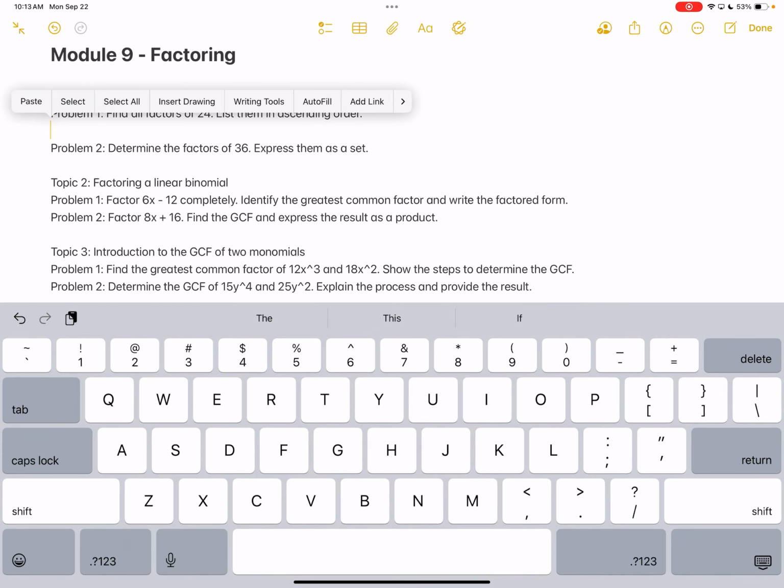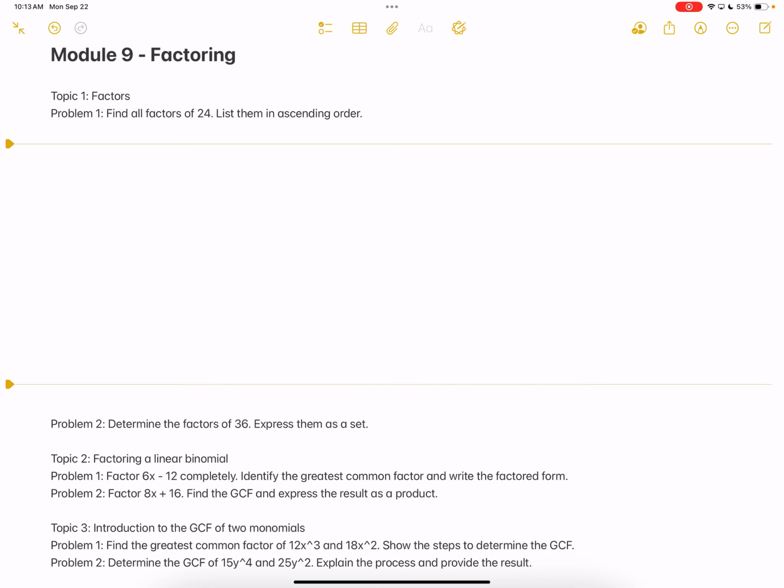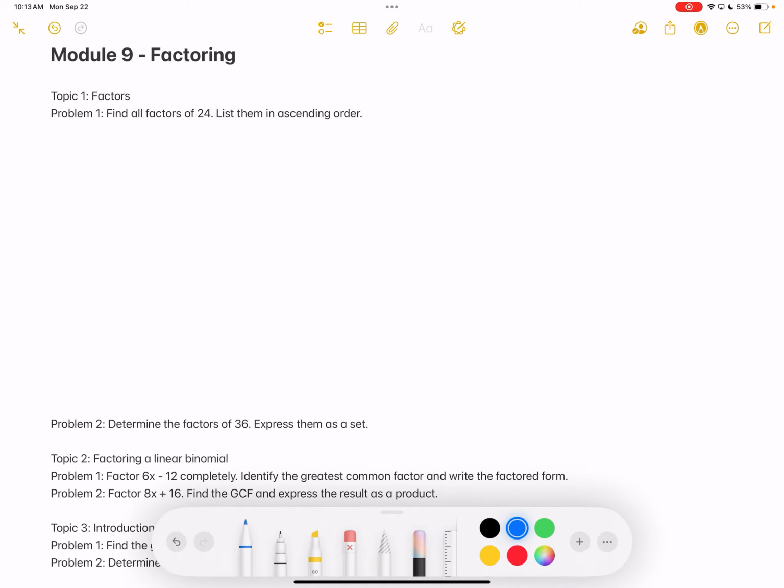All right, factoring. We'll start this and then finish it Wednesday. Factoring. So find all factors of 24 and list them in ascending order. The factors of 24. What you're going to do here is ask what numbers go into 24, basically.